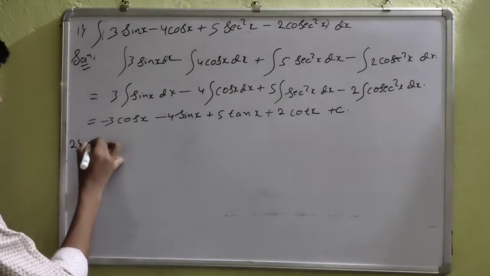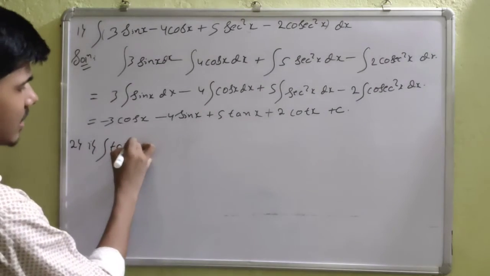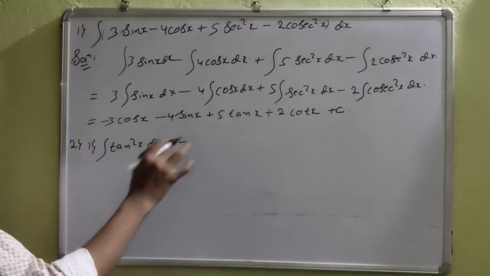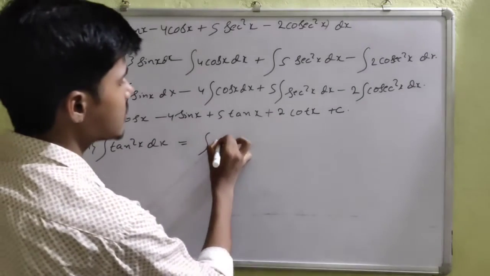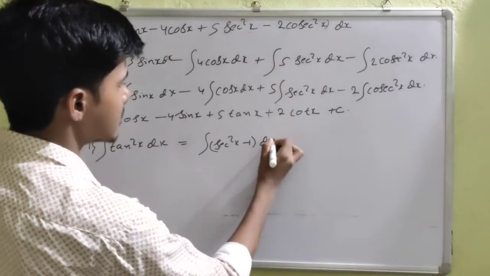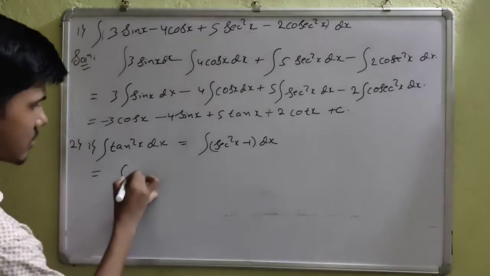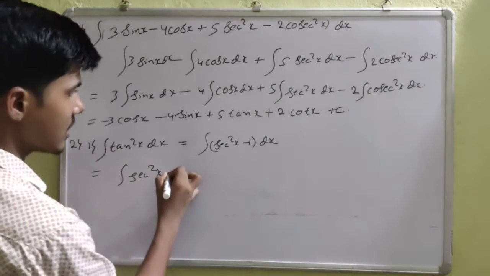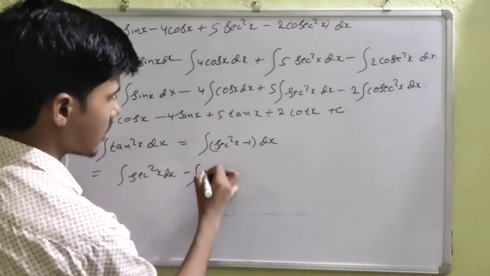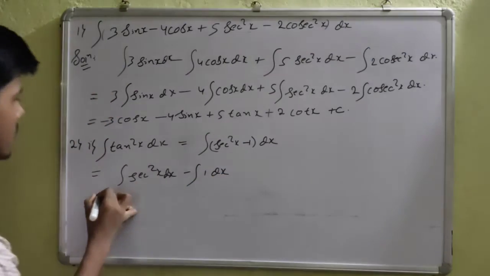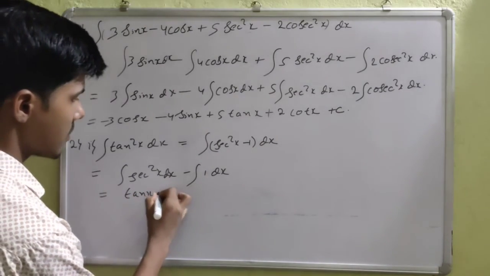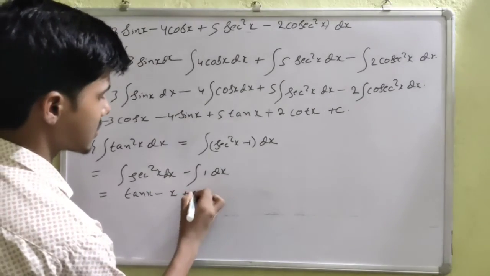Now integration of tan square x dx, we can write tan square x as sec square x minus 1. Integration of sec square x minus 1 dx. Then by separating sec square x minus 1 dx, integration of sec square x is tan x, minus x plus c.